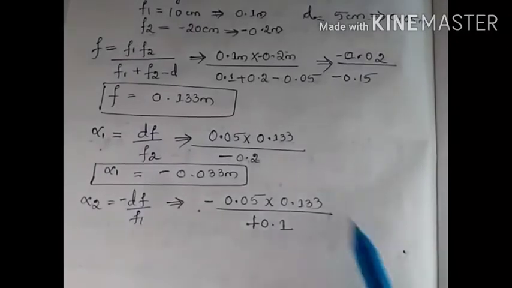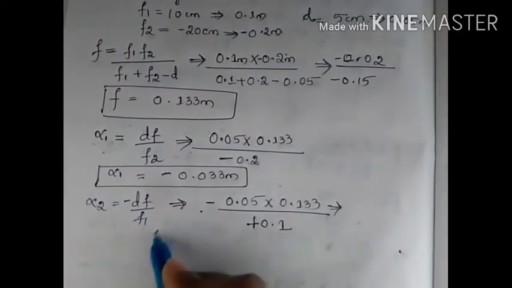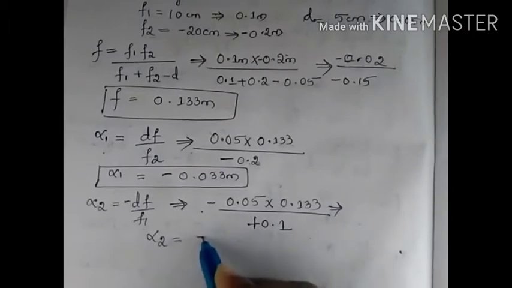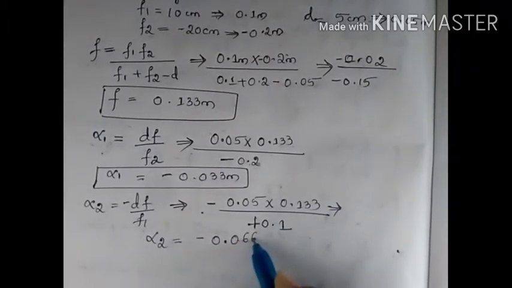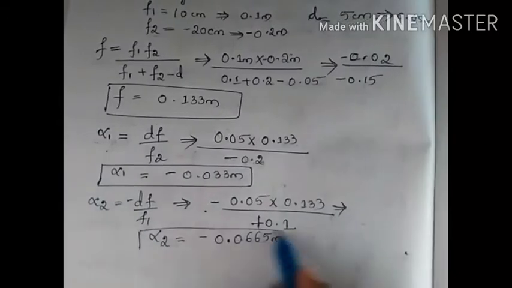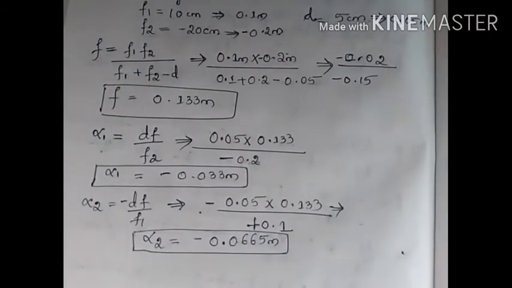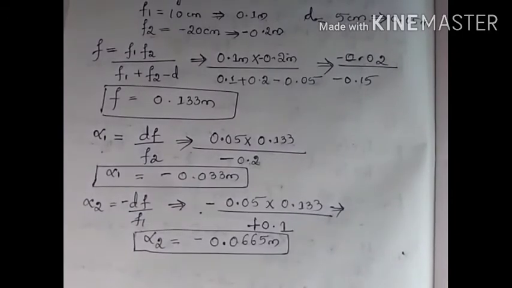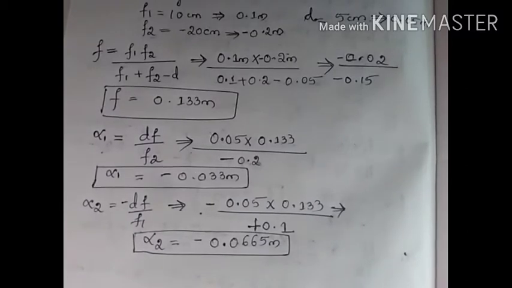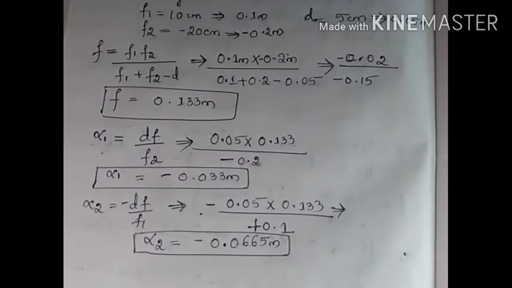So what remains is alpha 2 is equal to minus 0.0665 meters. So alpha 2 is the position of the second principal point. So the second principal point is at a distance of 0.06 to the left of the second lens, but the position of the first principal point is at a distance of 0.03 from the first lens to the left.